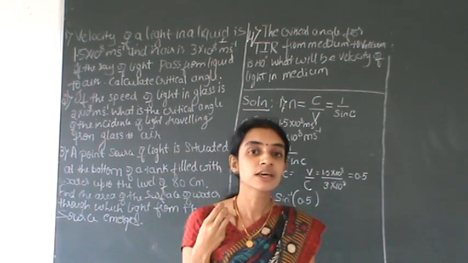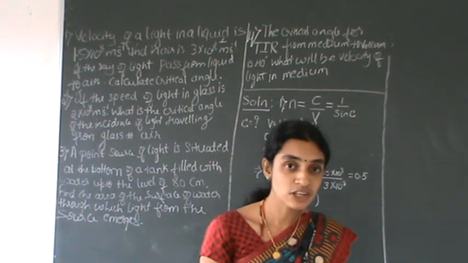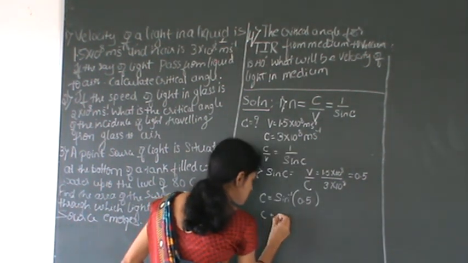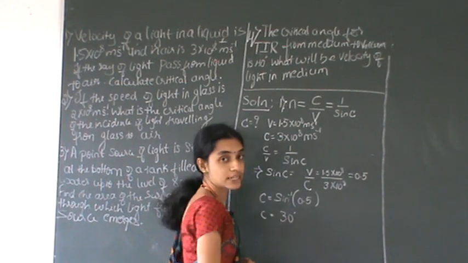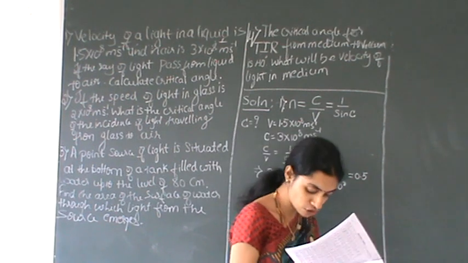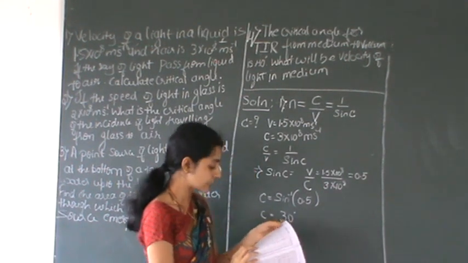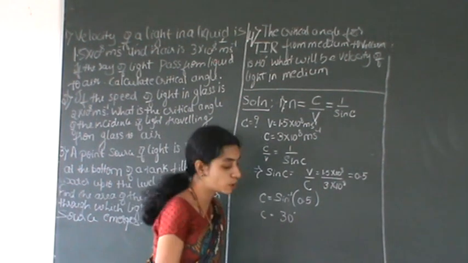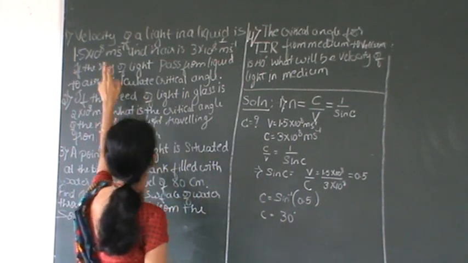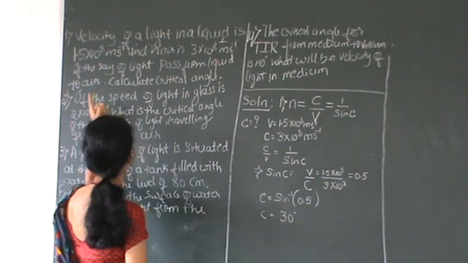For how many degrees does the sin function give the value 0.5? That is c = 30 degrees. If you forgot the value, just go through your log table book. In the natural sine table, the value 0.5 comes for 30 degrees 0 minutes. It's the solution of the first problem. Clear? Okay, let's go to the second problem.